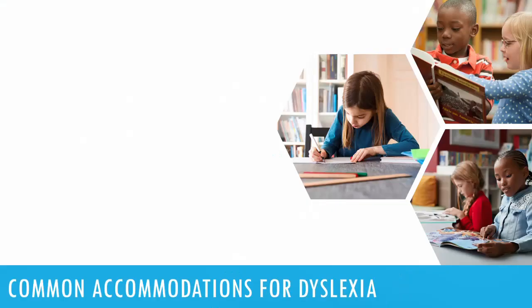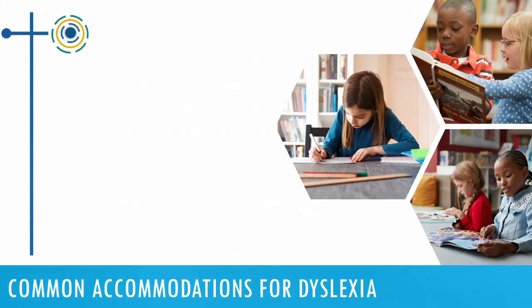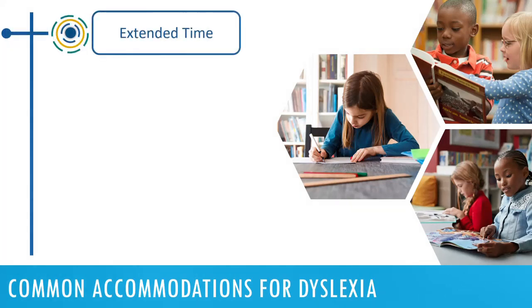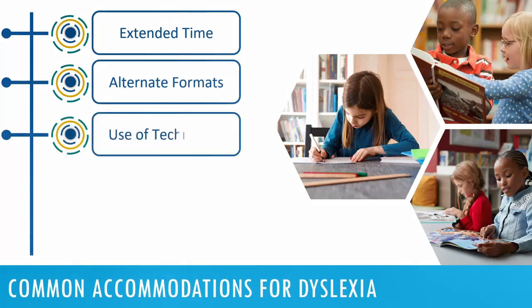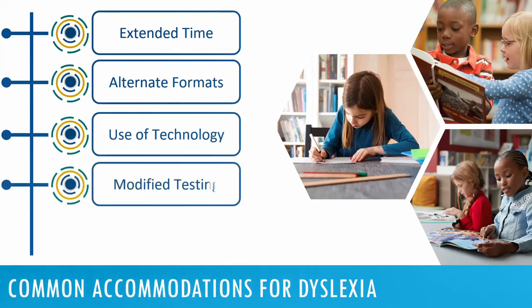Common accommodations for dyslexia. Some research-based and evidence-supported accommodations in dyslexia include extended time, providing extra time for reading, writing, or test-taking. Alternate formats, offering textbooks and other materials in audio or digital formats. Use of technology, allowing the use of text-to-speech or speech-to-text software, spell checkers, and other assistive technology tools.